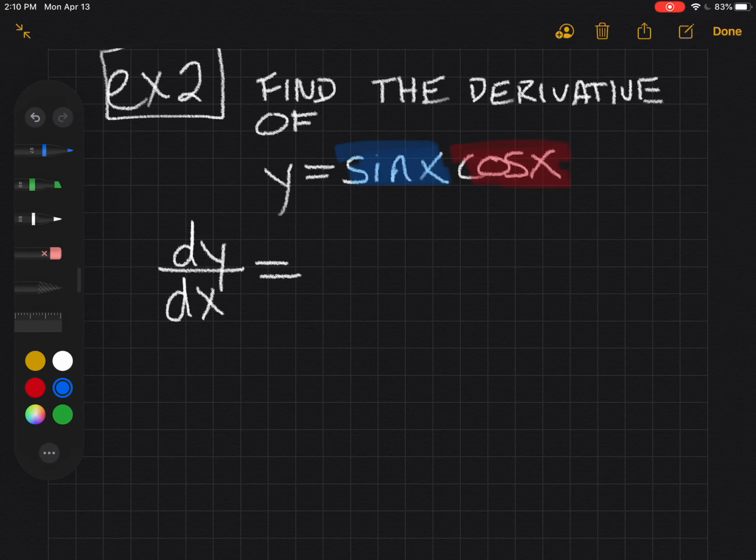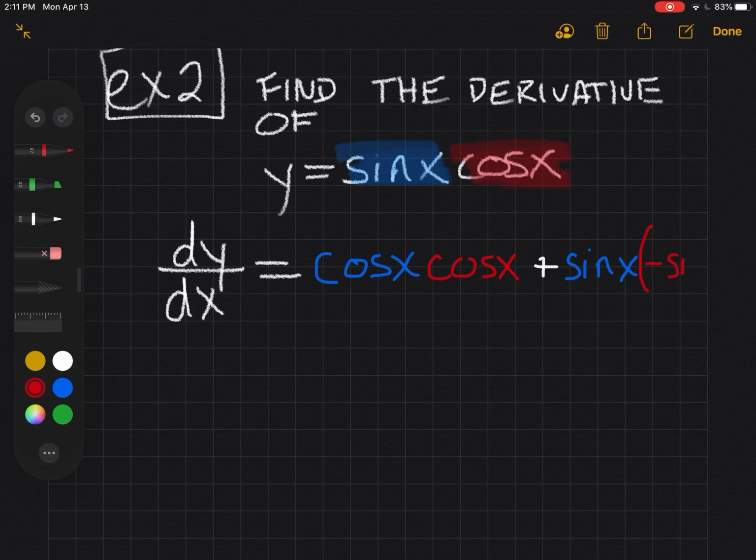Okay. So as before, we're going to have to use the product rule. I have the product of two functions. Sine x is our first function in blue. Cosine of x is our second function in red. And so I'm going to take the derivative of my function in blue. So the derivative of sine x is cosine x. And I'm going to multiply that by the function in red.